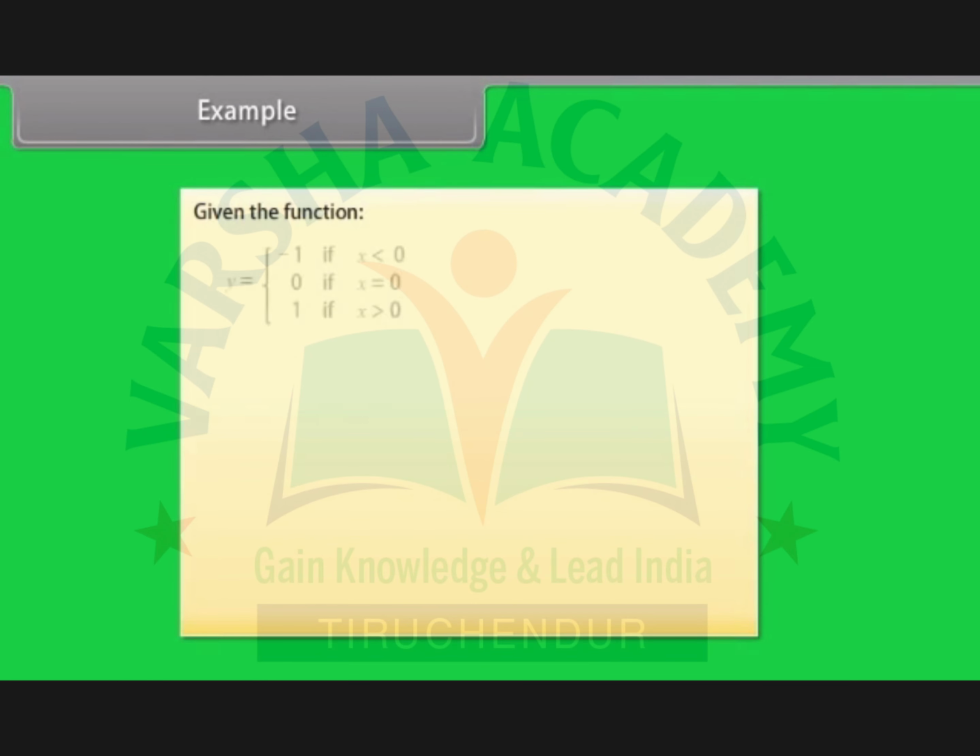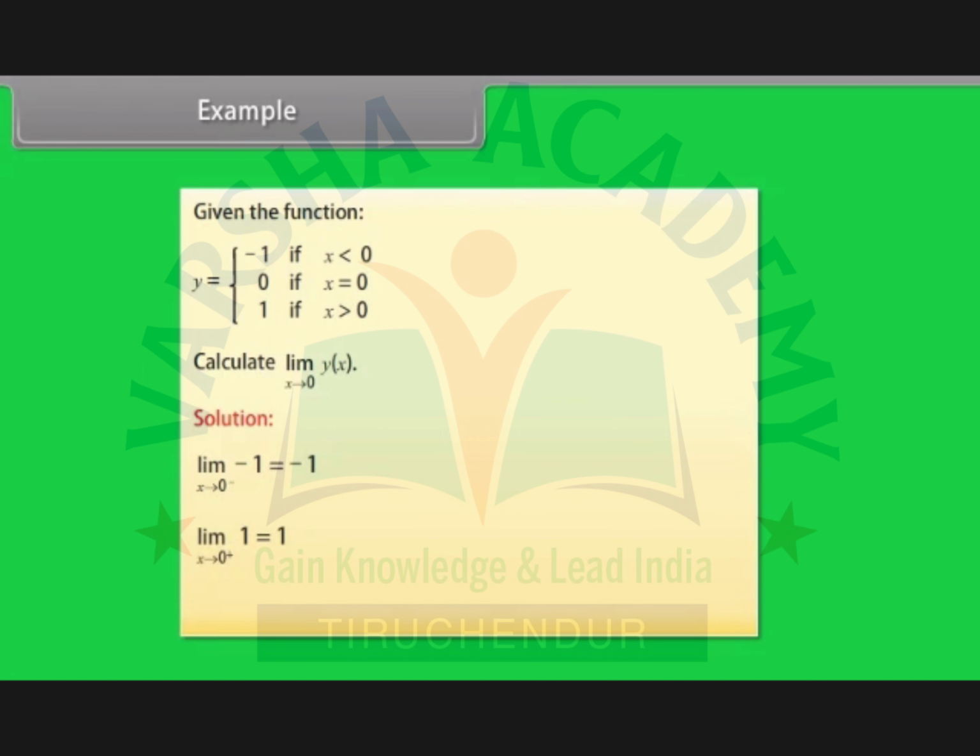Given the function y is equal to minus 1 if x less than 0, is equal to 0 if x equals 0, is equal to 1 if x greater than 0. Calculate limit x tends to 0 of y(x). Solution: limit x tends to 0 minus of minus 1 is minus 1. Limit x tends to 0 plus of 1 is 1. The function has no limit at x is equal to 0.